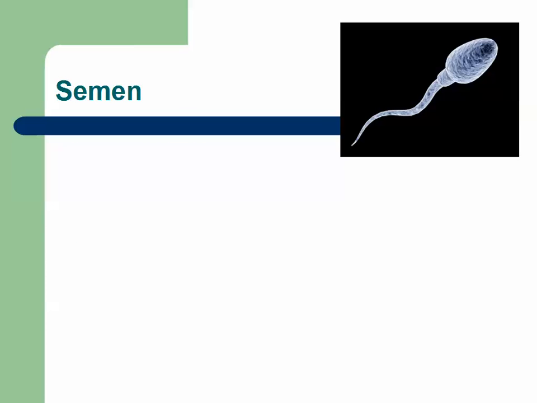Okay, so this is not a structure, but we need to talk about briefly what is actually contained in semen and why, and then we'll move on to the external structures. So semen is sperm plus those two other secretions that we talked about from the seminal vesicles and from the prostate gland. And all this together aids in the delivery of the sperm.